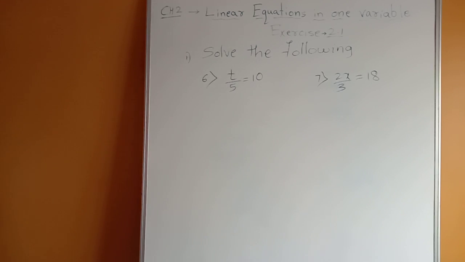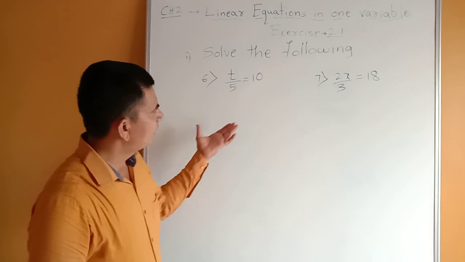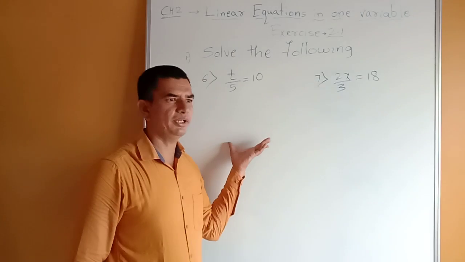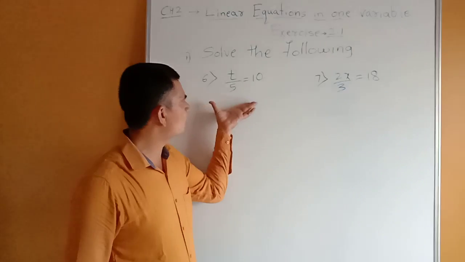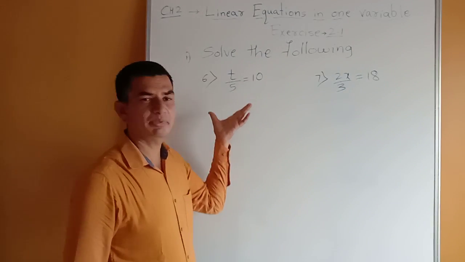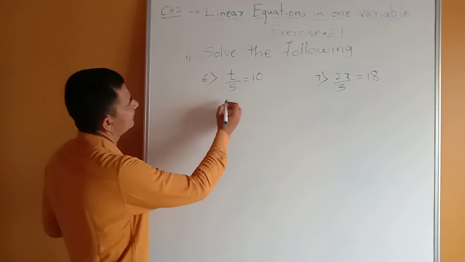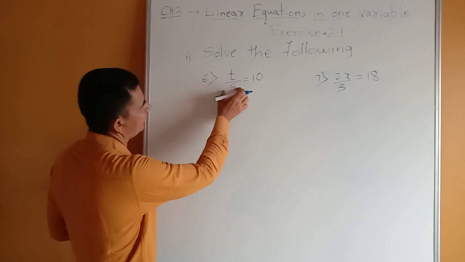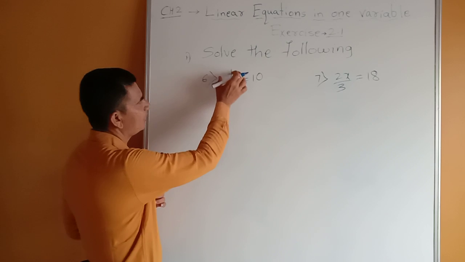Let us see question number 6. I explained you question number 1, 2, 3, 4, 5. Now I am going to do question number 6 here. See, this is very simple. Only one number is there. This is divisible by 5.